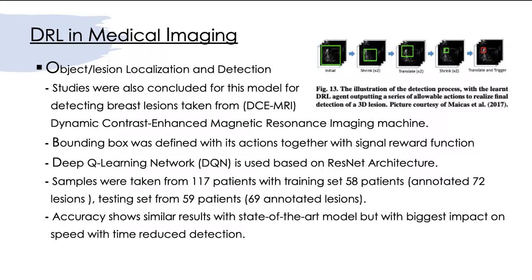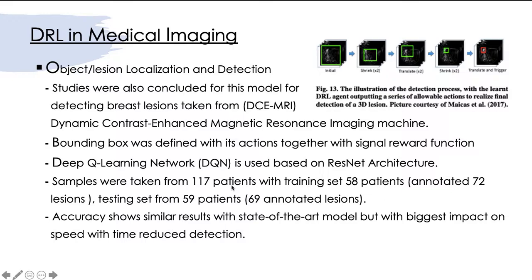Now we go to object lesion localization and detection. Studies were also conducted for this model using breast sample images from DCE MRI, dynamic contrast enhanced magnetic resonance imaging. They use the bounding box with its actions, like in the picture, together with the signal reward function.